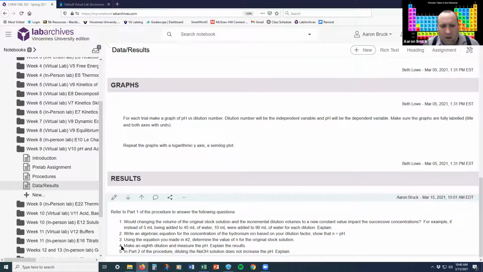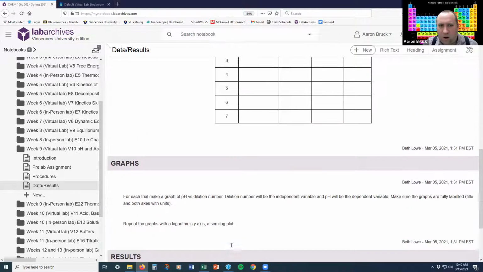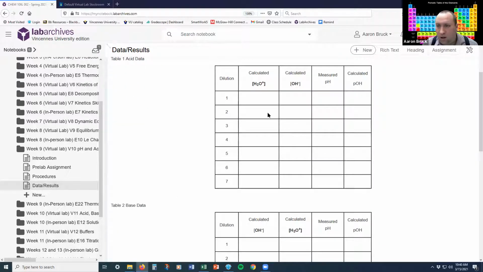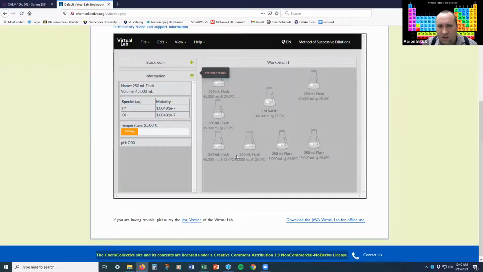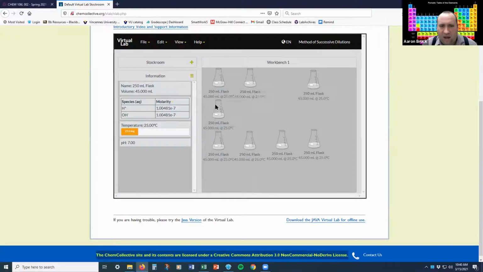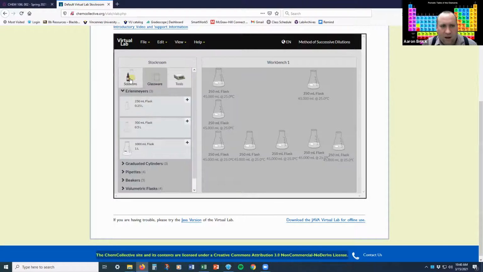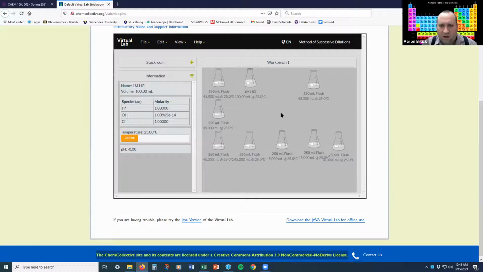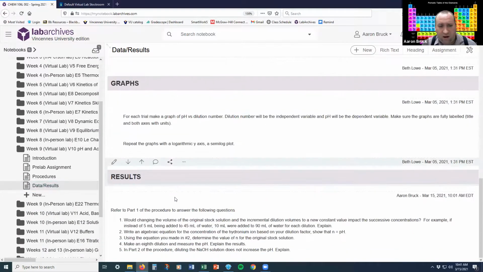Number 4, for number 4, I'd actually recommend doing results number 4 while you're doing data table number 1, because you're going to have to clear the lab bench to do the base trial. And what you don't want to do is you don't want to have to recreate everything just to do that 8th dilution. So what you can do is, while you still have your acid out here, so we'll get rid of the base, we'll add an 8th flask and our acid solution. So you've done all 7 of the dilutions, you do an 8th one, you measure the pH, you explain why the pH is what it is. That's really all that we're asking for there in number 4.